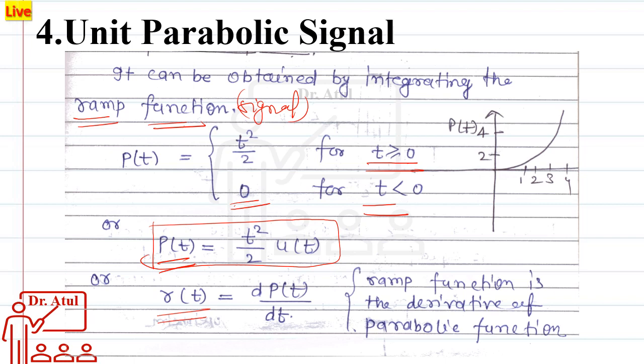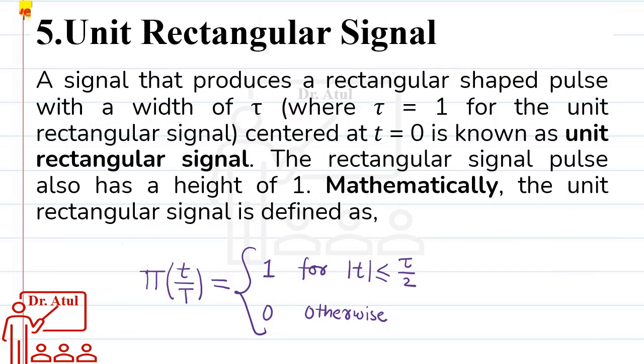Next signal is the unit rectangular signal. See, a rectangular pulse is like this. This is a rectangle. So it is a rectangular shape pulse of width tau. If I start it from minus tau by 2 to tau by 2, then it is a rectangular signal.